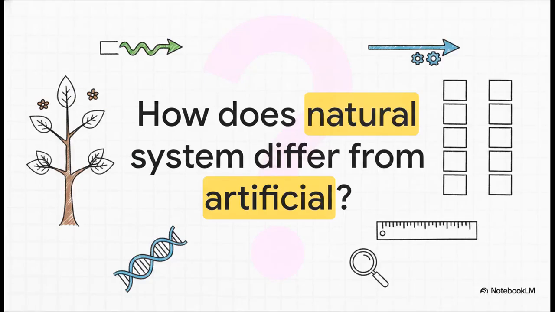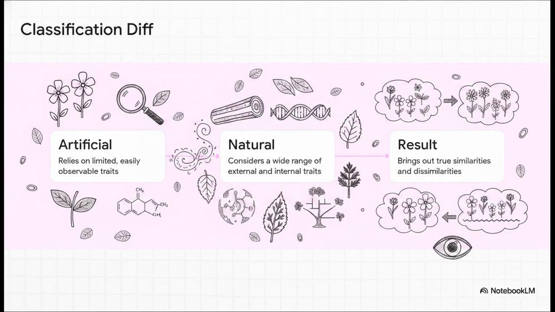Let's immediately apply this to a real competitive exam question from our Allen test prep source. The question asks, natural system of classification differs from artificial system in. I'm going to take a brief pause here. Based on what we literally just discussed, try to formulate the answer in your head. Let's break down the solution line by line so you can guarantee full marks.